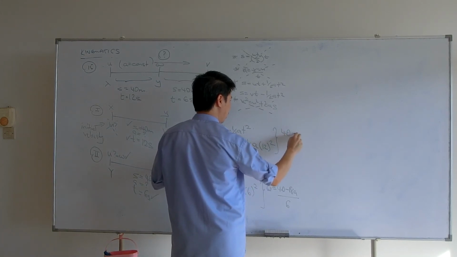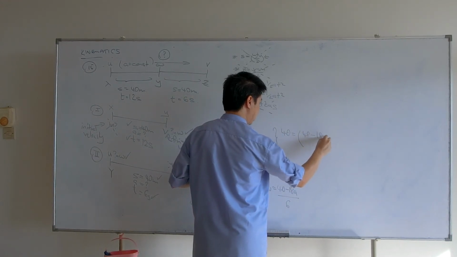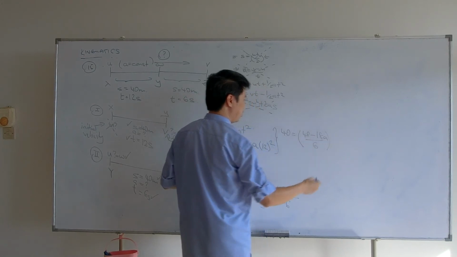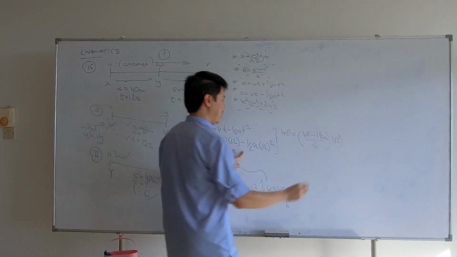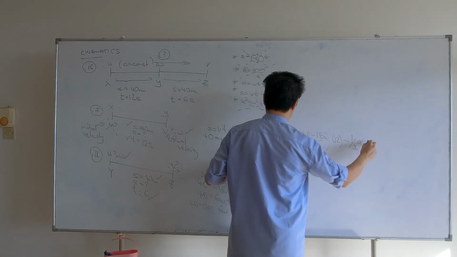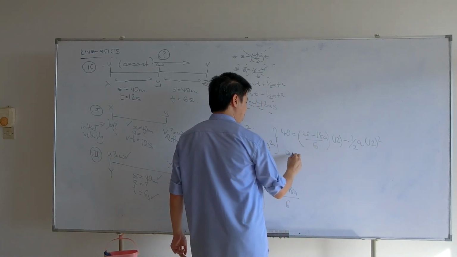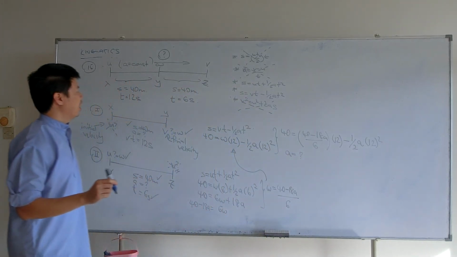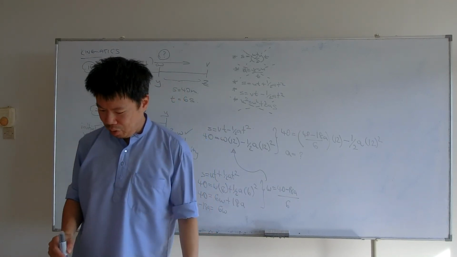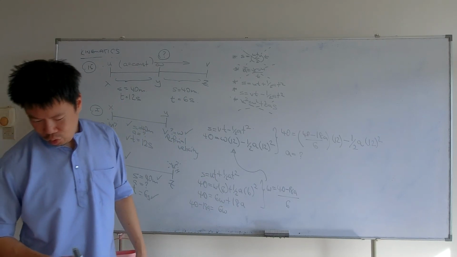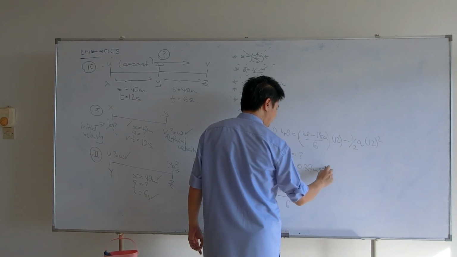Therefore, 40 equals W, which in this case is written as 40 minus 18A over 6, times 12, minus half a 12 squared. And then after that you make A the subject. Okay, this is where you can pause the video and actually try to find what the A value is. Once you unpause the video, I'll show you what your value should be. In this case, the value should be around 0.37 meters per second squared.